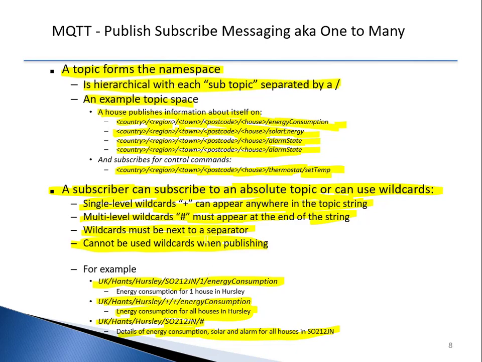So the subscriber having a wildcard can subscribe for a full topic, for a particular topic, or for all the information over the region, as explained here. One house's information is from here, SO212JN, which is the postcode of this particular house, and it's just one house's energy consumption. If we write the plus symbol, it is the energy consumption of all the houses in Hursley. And if it is a hash symbol, then it is the energy consumption of solar, alarm, and all the houses of SO212JN. So this is about the subtopics.